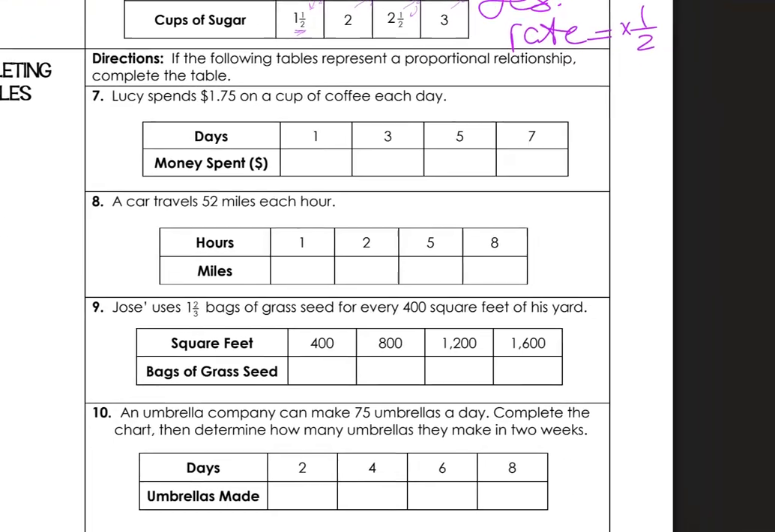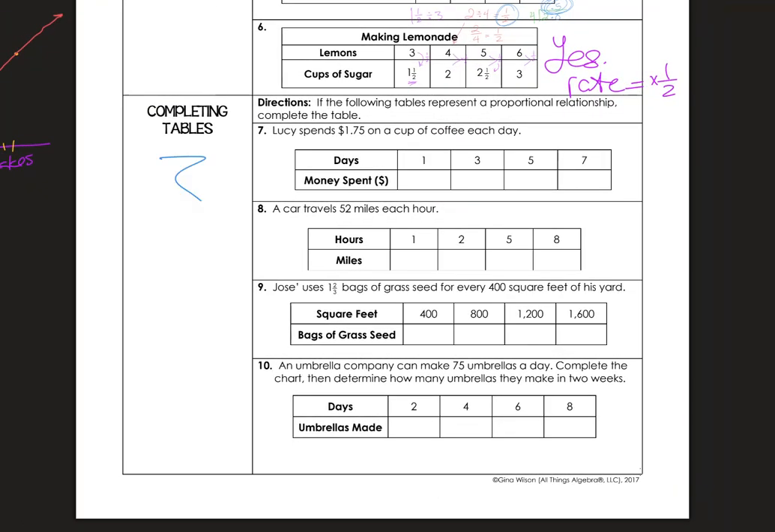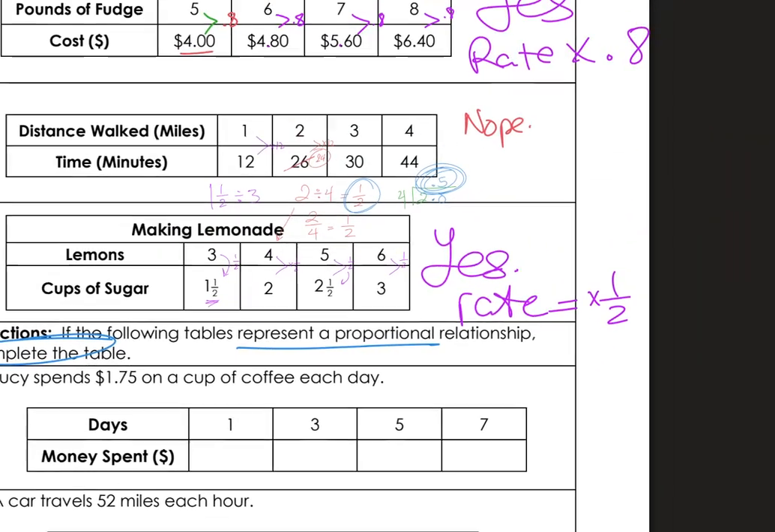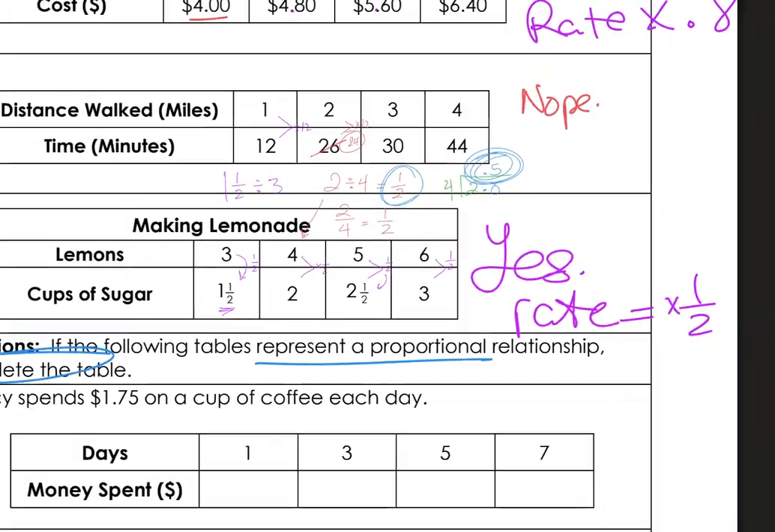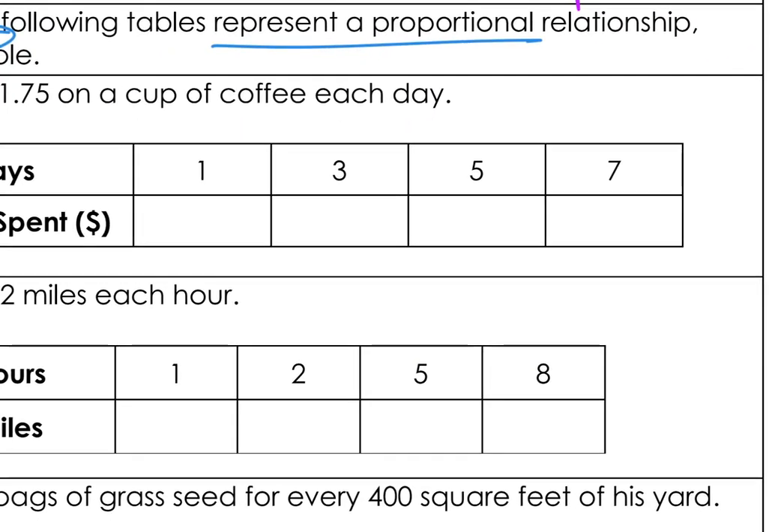All right, now down here, we are completing tables. So we're basically told, listen, these are proportional. Just complete the concept. It'd kind of be like up here if we were like, okay, if you got 7 lemons, how many cups of sugar do you need? Which would be 3.5, by the way.